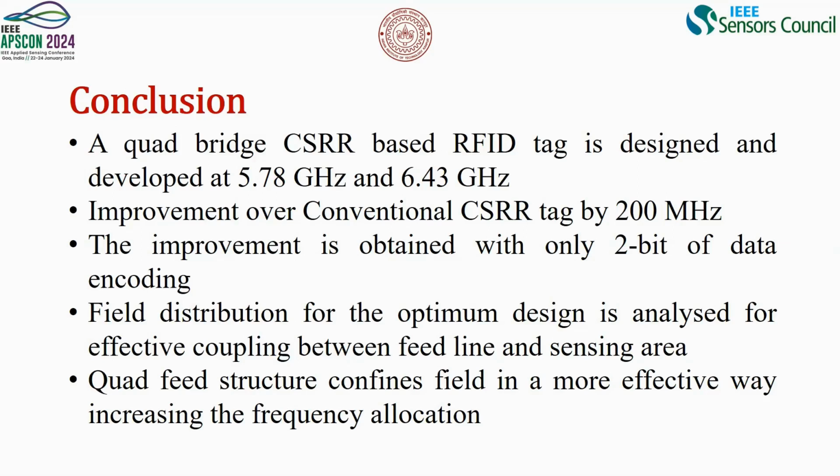So what we are trying to develop is to make these flexible structures and then excite them using some standalone sources or antenna sources, so that when this is placed on the object of our choice, upon impinging of an electromagnetic signal, we can get the information from there, and then we can make a setup for using this flexible chipless RFID. So to conclude, our design has been formulated at 5.78 gigahertz and 6.43 gigahertz, and an improved frequency allocation of 200 megahertz can be obtained using only 2 bits of data.